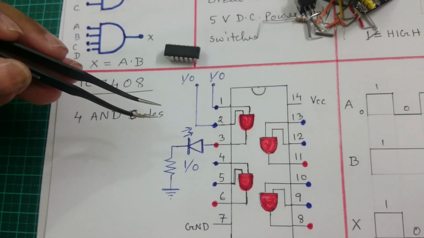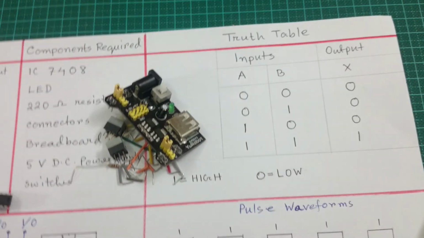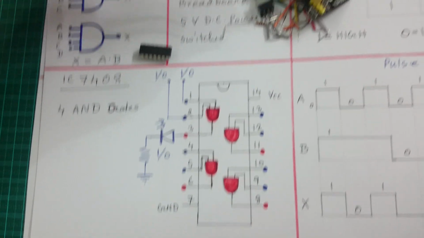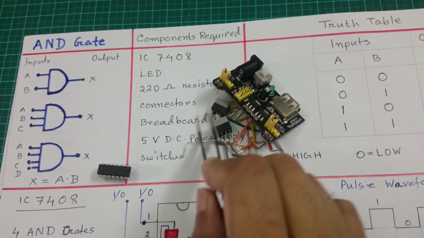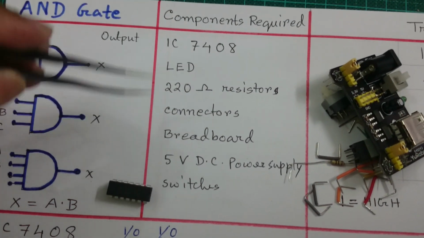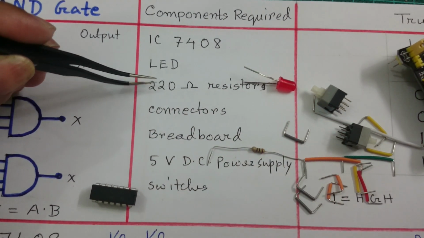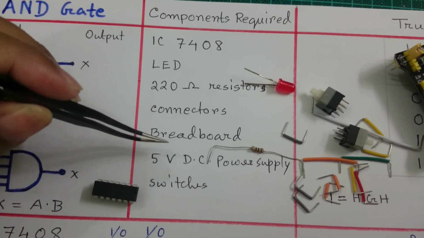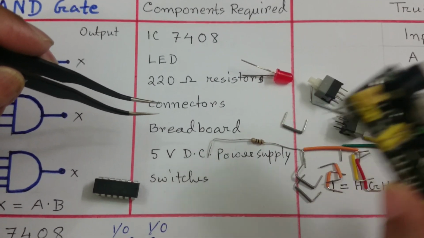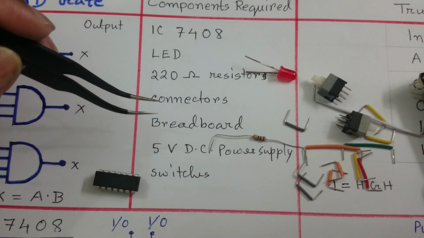Here I am going to make a small circuit to verify this truth table with this AND gate, and for doing this I need some components that I will require for this circuit. Here I will require one IC and one LED and one resistor 220 ohm, few connectors, breadboard, 5-volt regulated power supply. Instead of using this, you can use any 5-volt power supply and few switches. Let us start making the circuit.